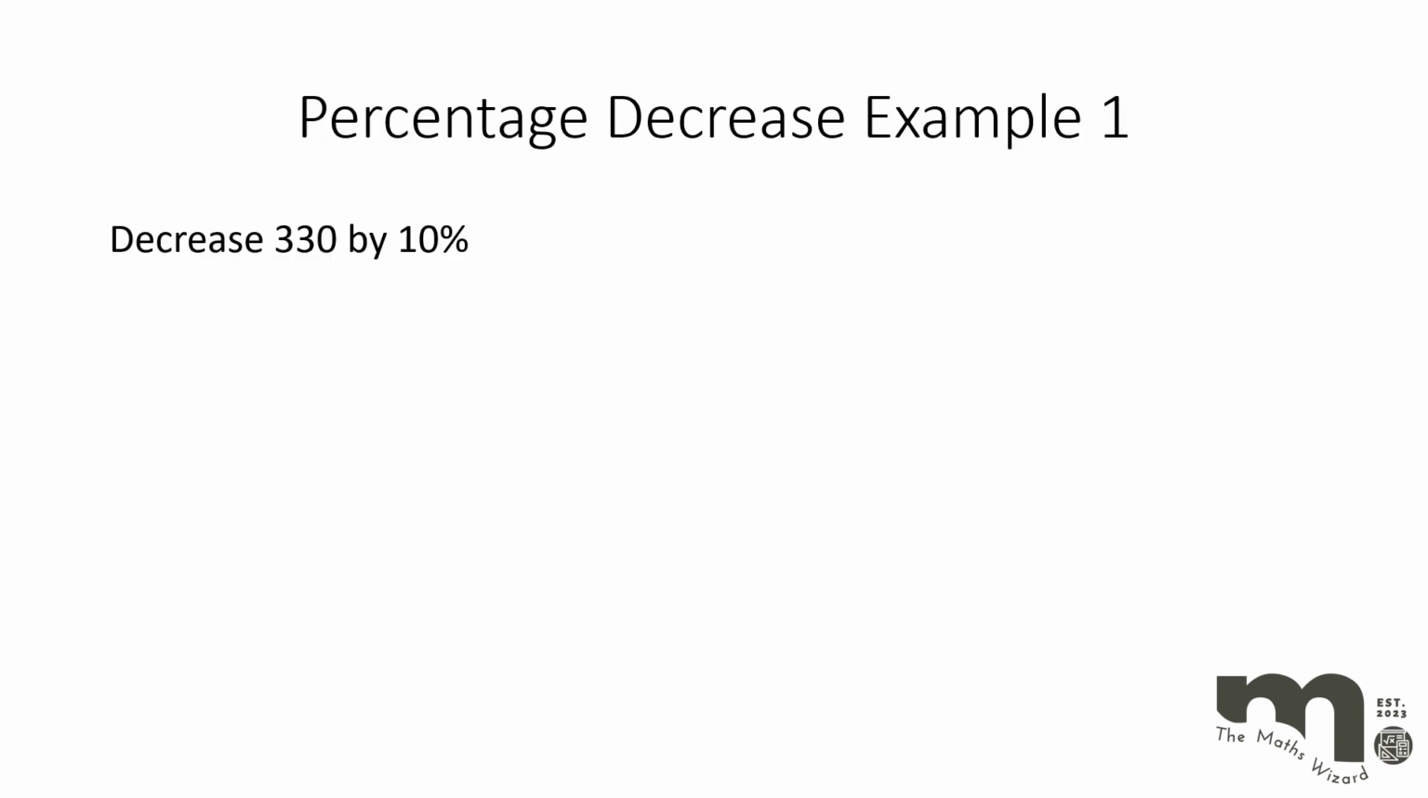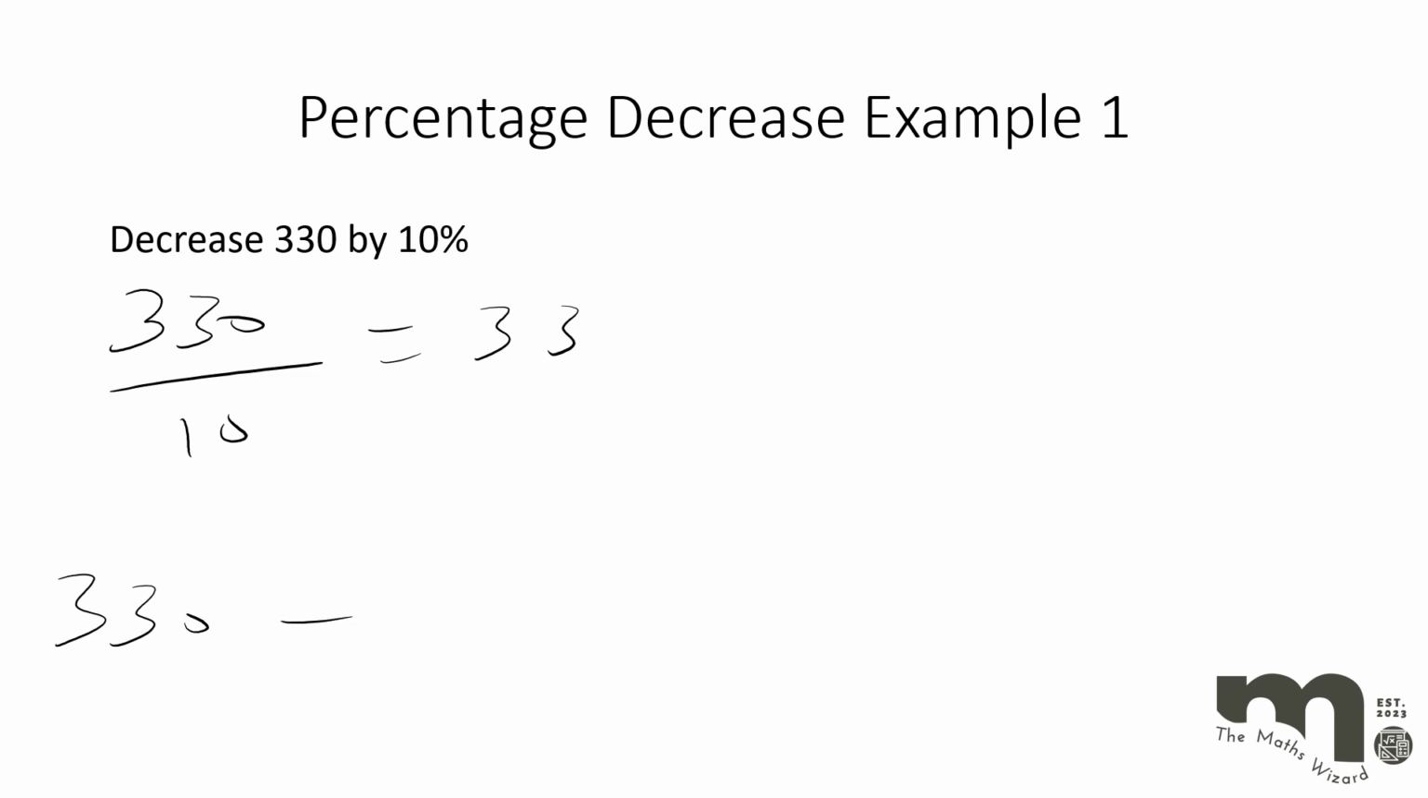So first example then, we've got decrease 330 by 10%. So one way we can do it is like this. If we do 330 divided by 10, we get 33. Then we can do 330 minus 33, and that will get us to 297. So that will be our new amount after 10% has been taken away.